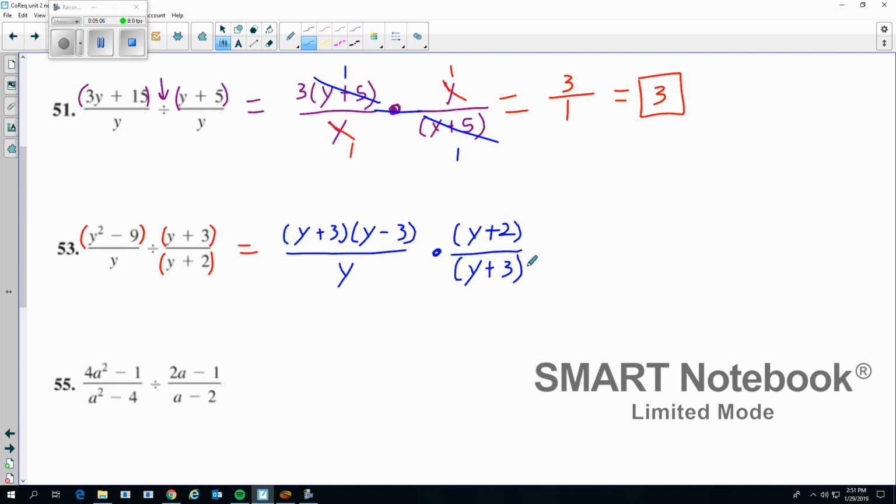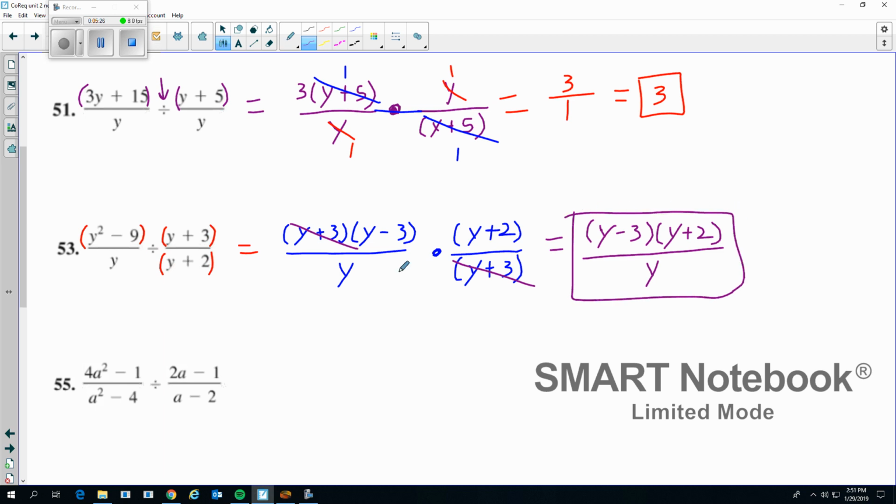Then the y plus 3 cancels with the y plus 3 right here. So on top we're left with y minus 3 times y plus 2, divided by just y. And don't try to cancel anything out. That's it. That's what we're left with.